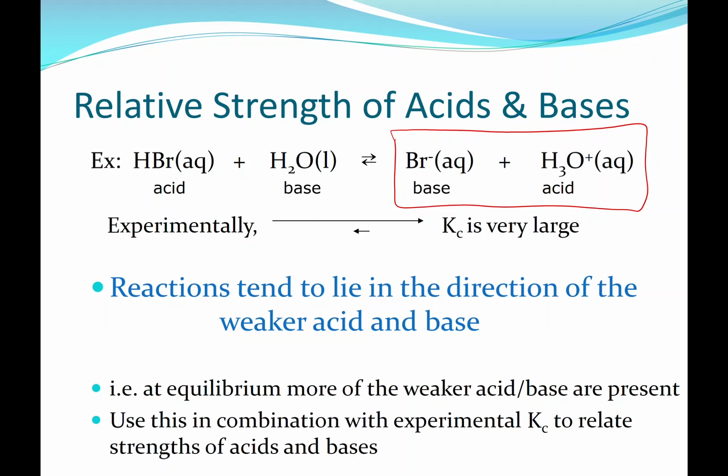And so if we can take this observation and understand that we're going to have weak acids and bases at equilibrium, we can basically use experimental information about these equilibrium reactions to rank the strengths of acids and bases. We can look at a number of different equilibrium reactions. We can say, okay, in this case, it lies towards the product side. In this case, it lies towards the reactant side. By doing experiments, by measuring what our equilibrium constant is, we would be able to rank the strengths of acids and bases.